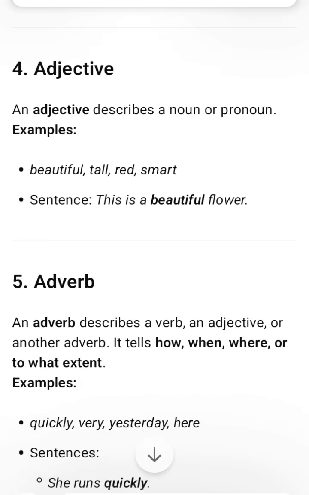4. Adjective. An adjective describes a noun or pronoun. Examples: beautiful, tall, red, smart. Sentence: It is a beautiful flower.